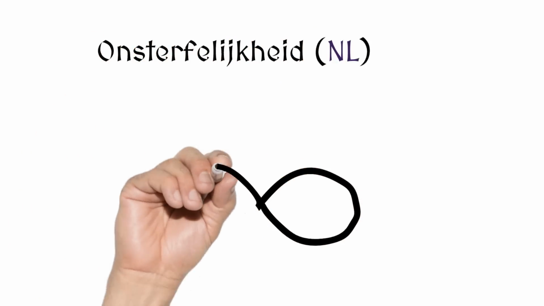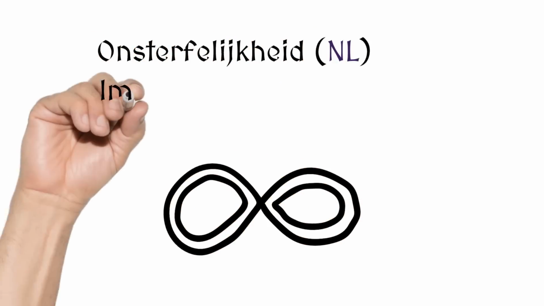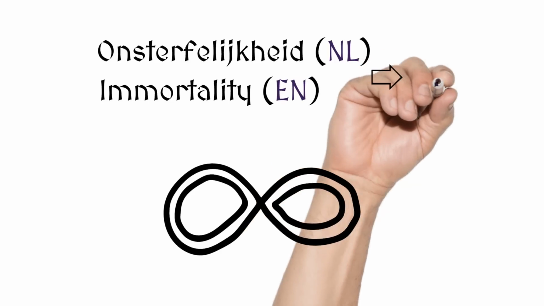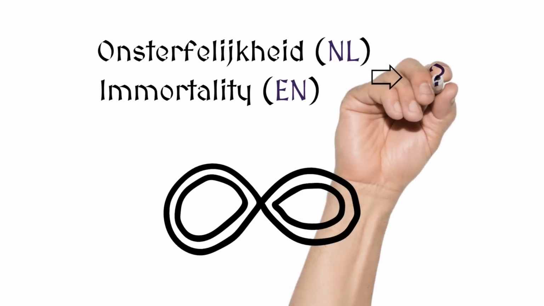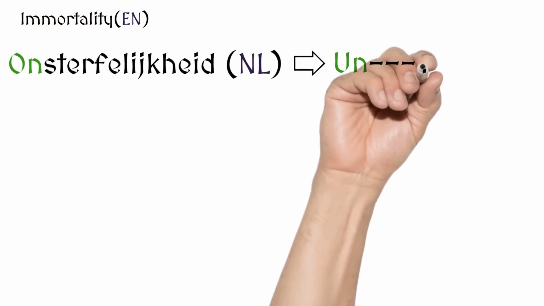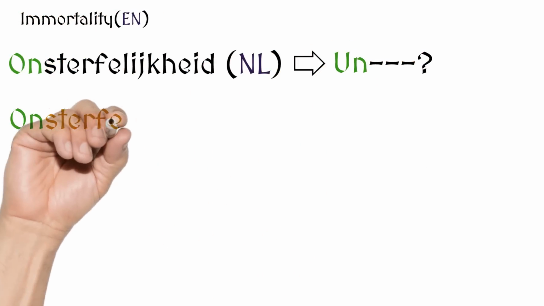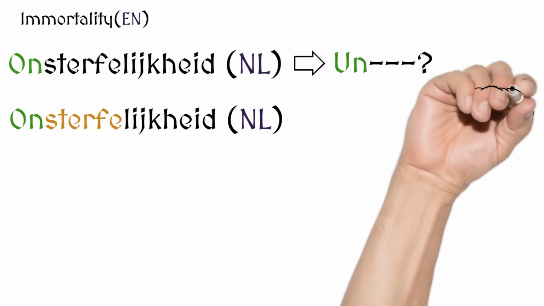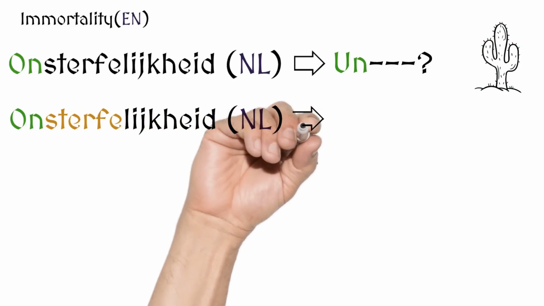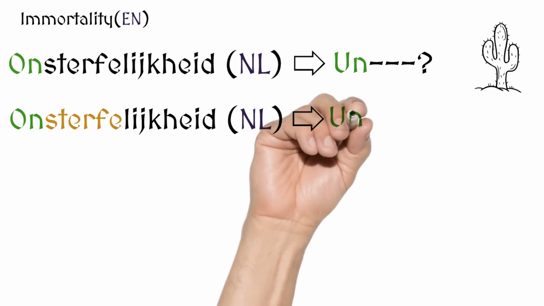Next we have onsterfelijkheid in Dutch, meaning immortality. Don't be intimidated by the length of this word. Dutch and German words can be quite long, but let's break it down. On is the same as the prefix un, so meaning not or the opposite. Sterfelijk is actually sterven plus lijk. Sterven is cognate with the English verb to starve, albeit in Dutch it means to die.